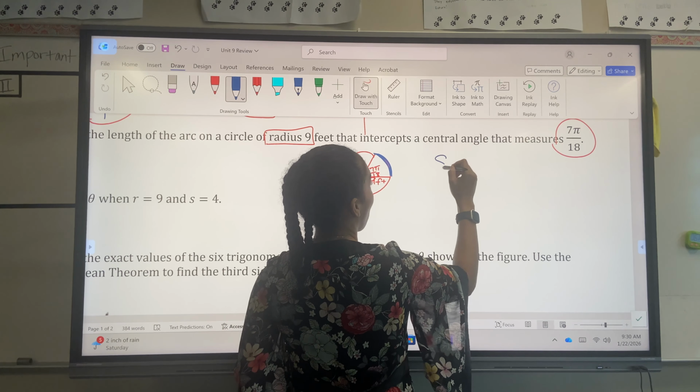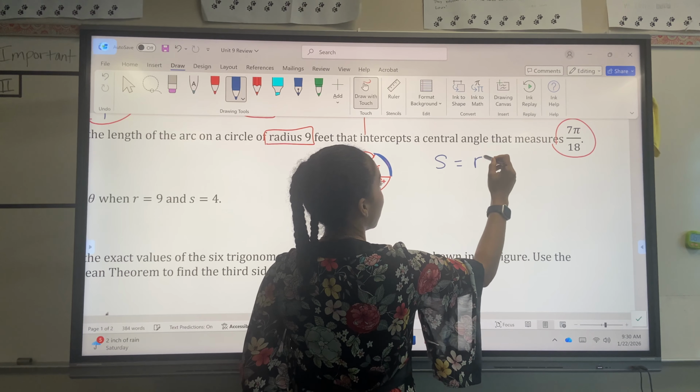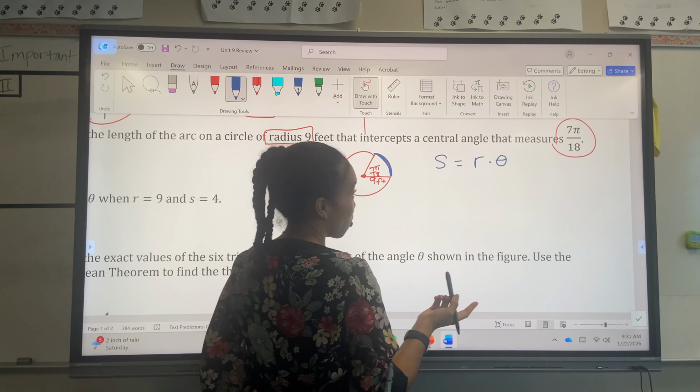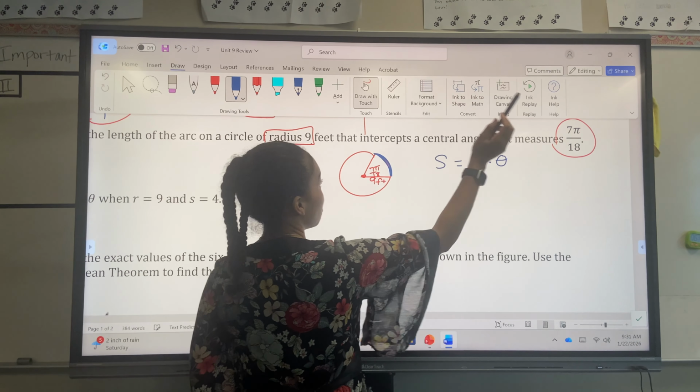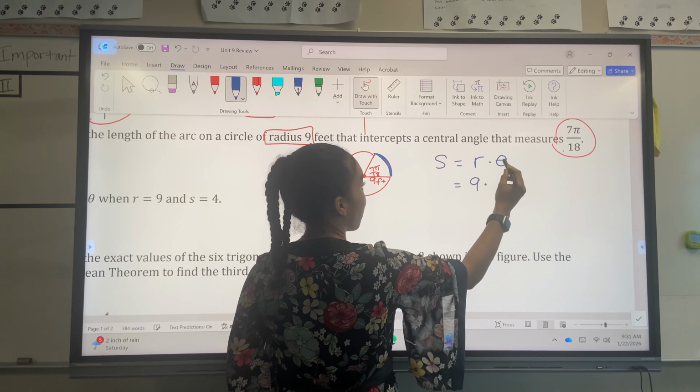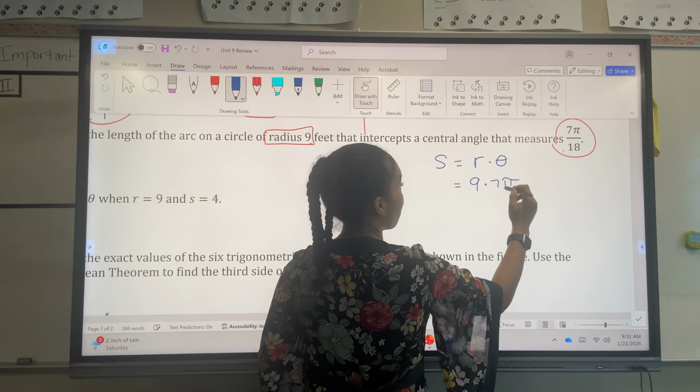Well, the formula for arc length is the radius times the angle. And this angle needs to be in radians, and it's already in radians. So just multiply these two numbers together. The radius is 9, and your angle is 7 pi over 18.